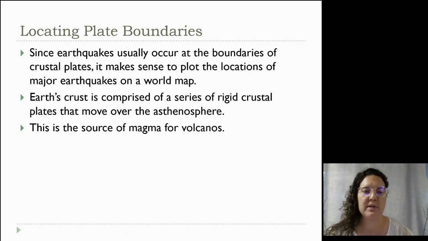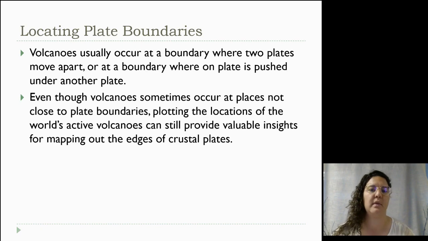So earthquakes typically occur at the boundaries of crustal plates, and so it makes sense to plot the locations of major earthquakes on a world map. And the Earth's crust is composed of a series of rigid crustal plates that move over the asthenosphere. And the movement of these crustal plates is the source of both volcanoes as well as earthquakes. Volcanoes usually occur at the boundary where two plates move apart, so they diverge, or at a boundary where one plate is pushed under another, so subduction. So volcanoes can sometimes occur at places not close to plate boundaries, but plotting the location of the world's active volcanoes helps us to map out the edges of crustal plates.